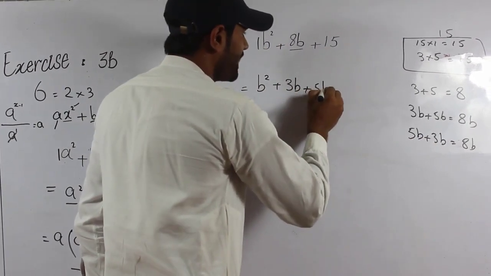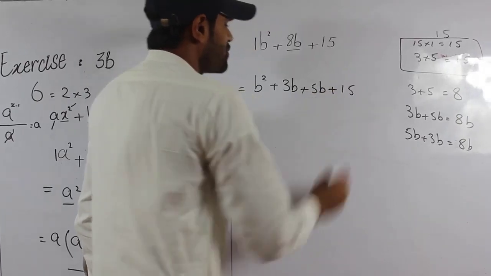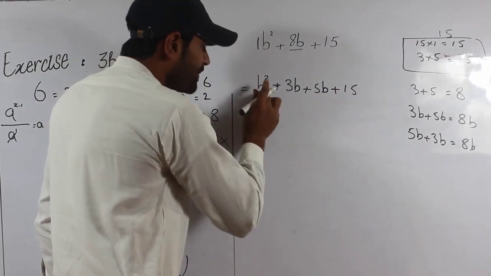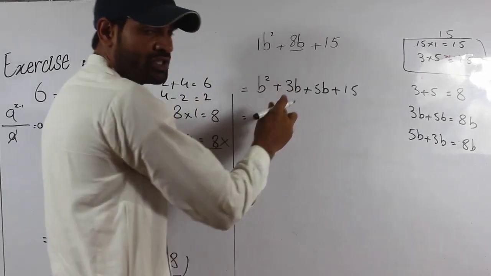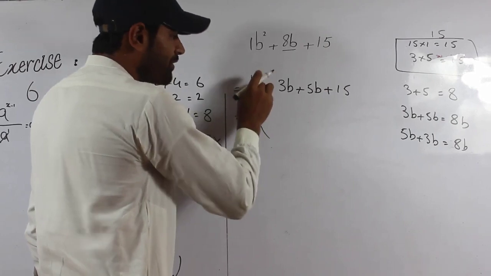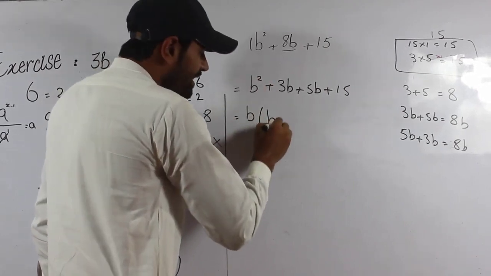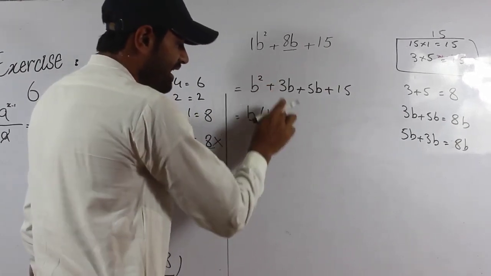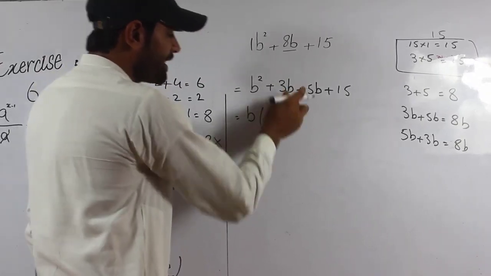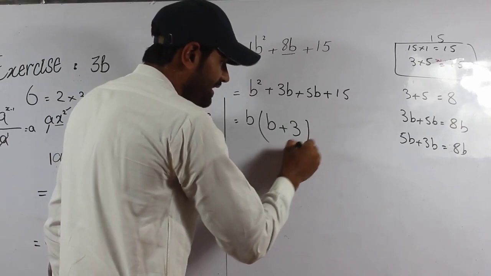b² plus 3b plus 5b plus 15. I first look at which term is common in the first two terms. So b² plus 3b: in both first two terms I take b common. When I take b common from b², what remains is b. Then the same sign, plus. Then I take b from 3b, so only 3 is left.